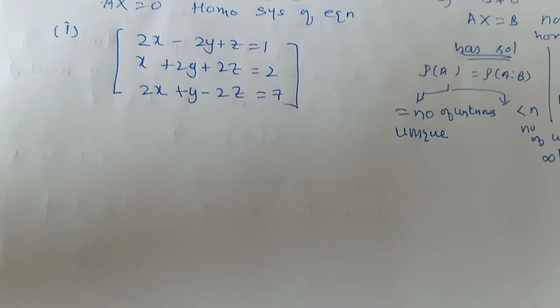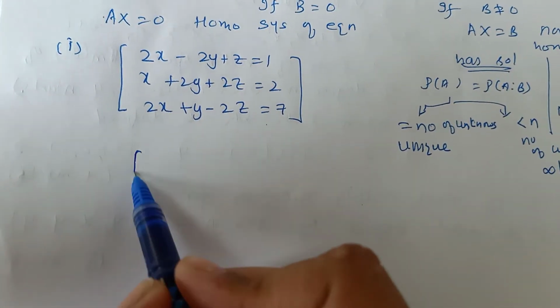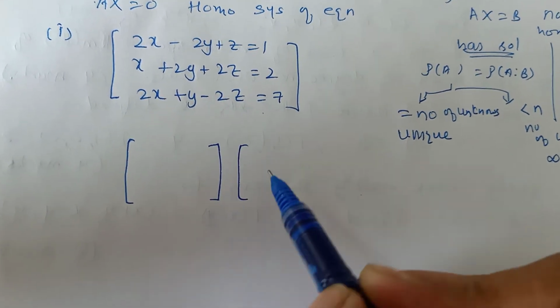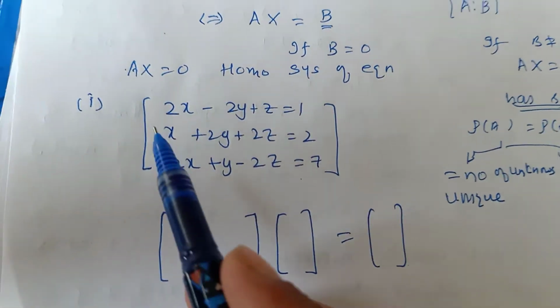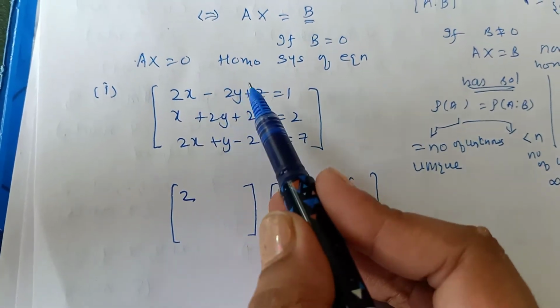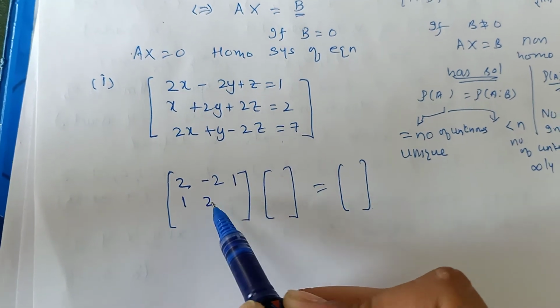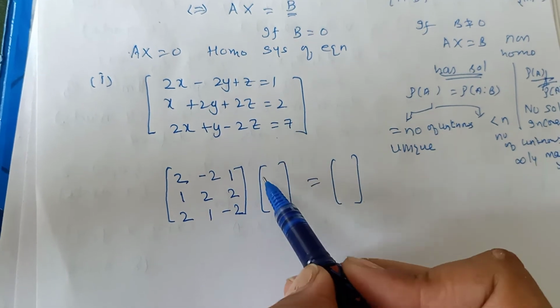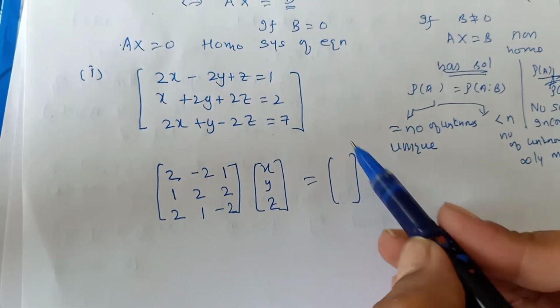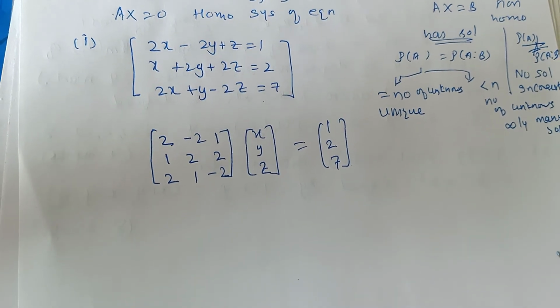Alright. So let us proceed with this example. Firstly, I will convert it into the AX equals B system. So let me write the coefficient matrix. The coefficient of X is 2, Y is minus 2, and this is 1. This is 1, 2, 2, and this is 2, 1, minus 2. The unknowns are X, Y, Z, and this side it is 1, 2, 7. Now we are to find the ranks.